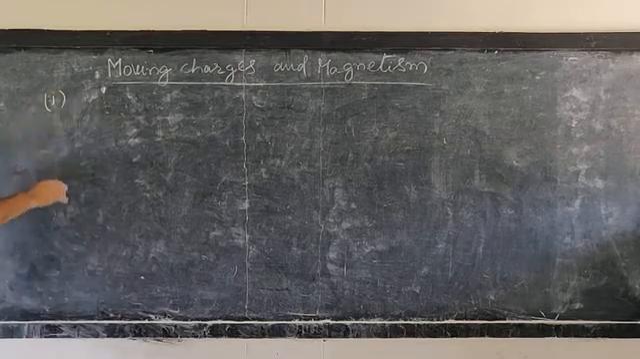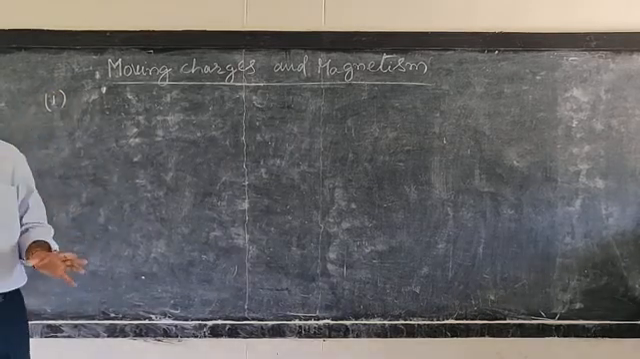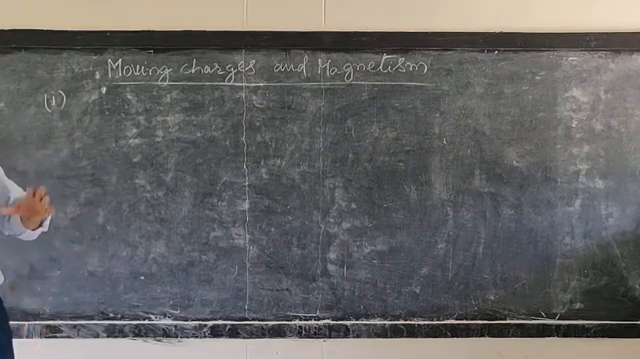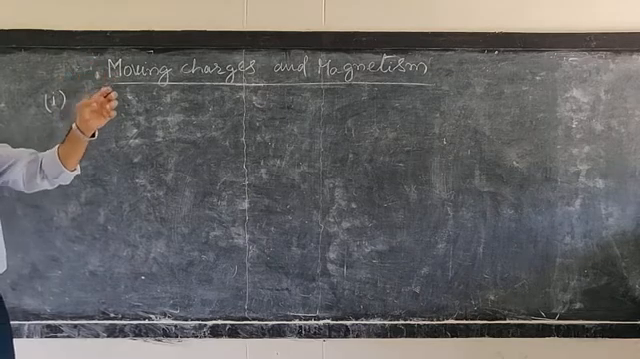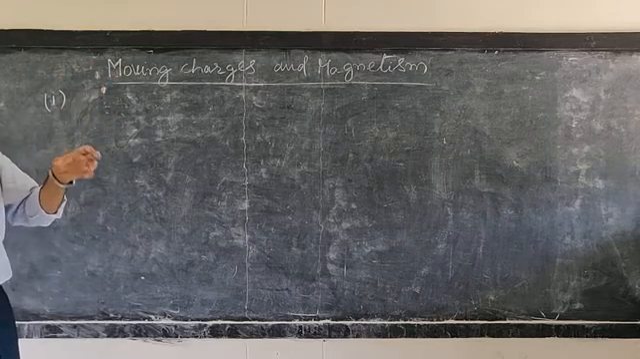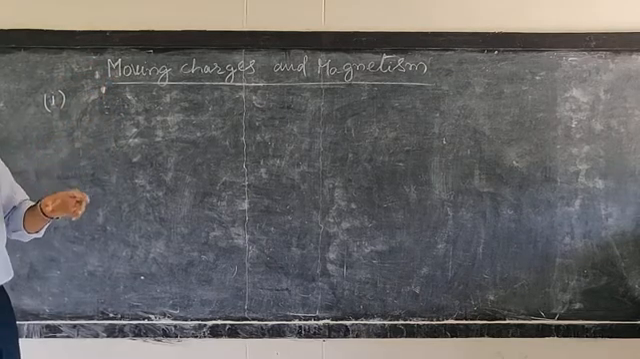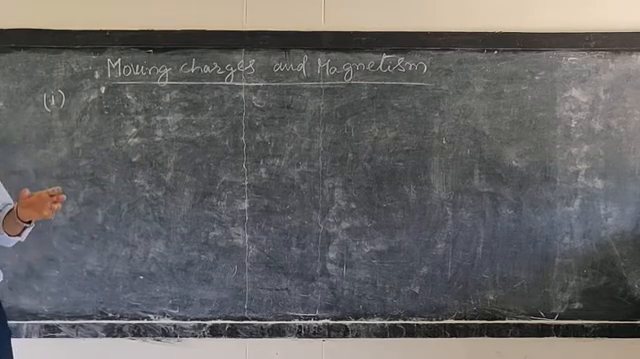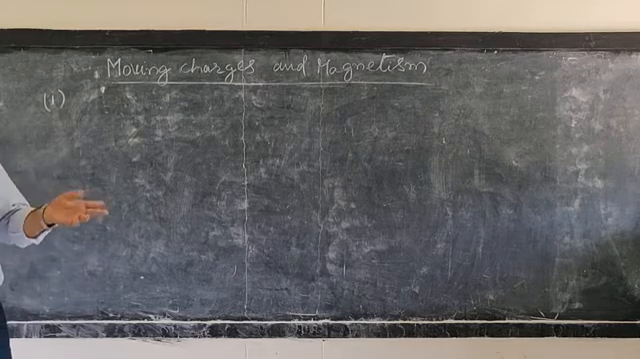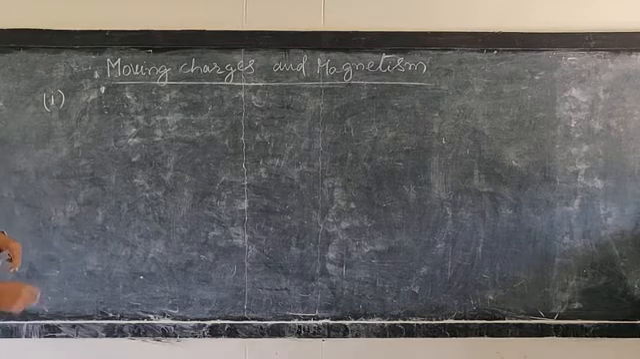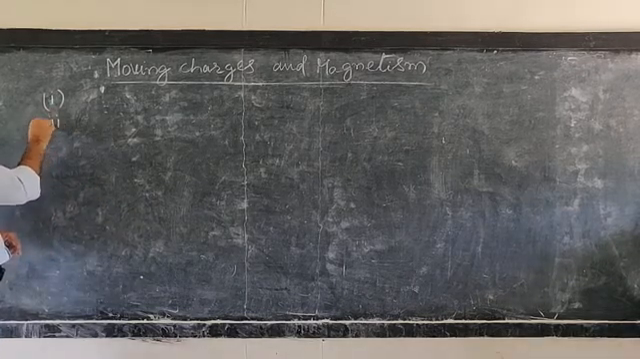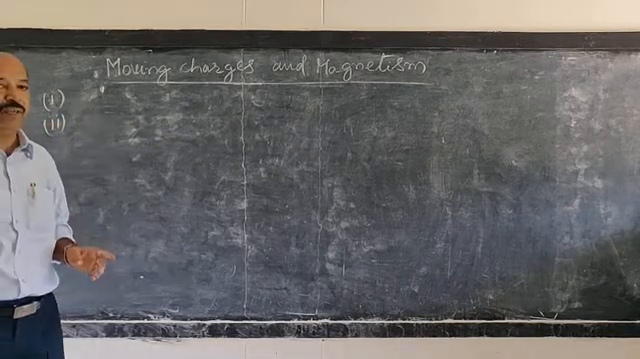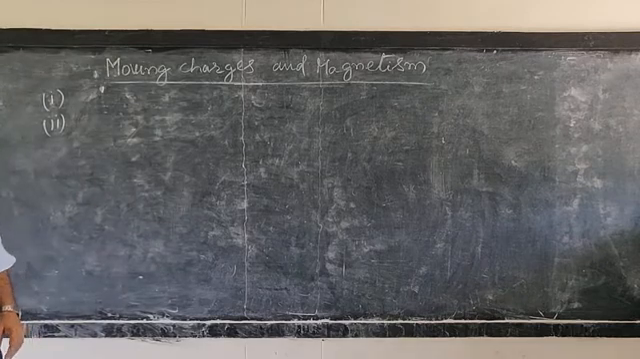One similarity is that the electric field and magnetic field are both long range fields. It means the effect of these fields can be observed even at a far away point from the sources. So they are known as long range fields. Another similarity is that both are vector fields. Electric field is a vector field. Magnetic field is also a vector field.